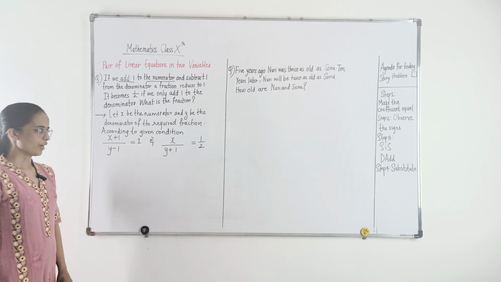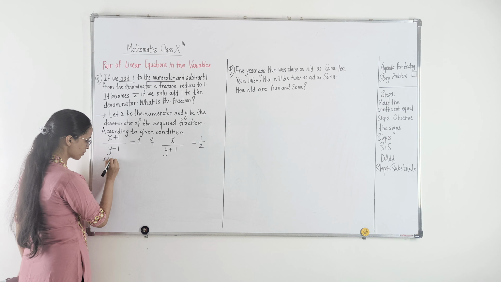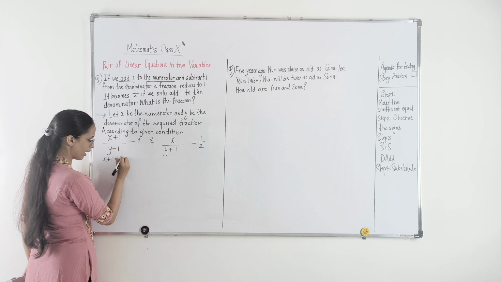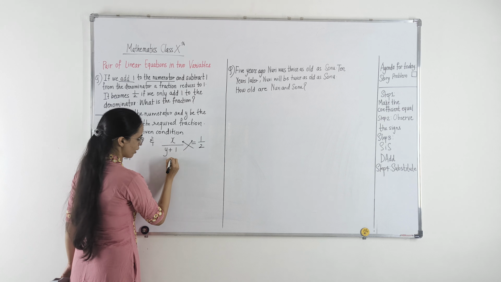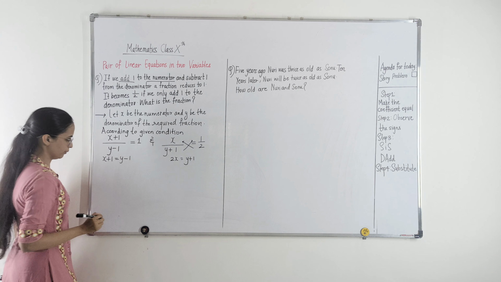Our very first step would be to rewrite these equations into the standard form. And what is the standard form? ax plus by equals to c. So for that we would be cross multiplying. So I would be sending this over here. So we will get x plus 1 equals to 1 into y minus 1, which is y minus 1. Similarly, I would be cross multiplying these two terms. So I'll get 2x equals to y plus 1.